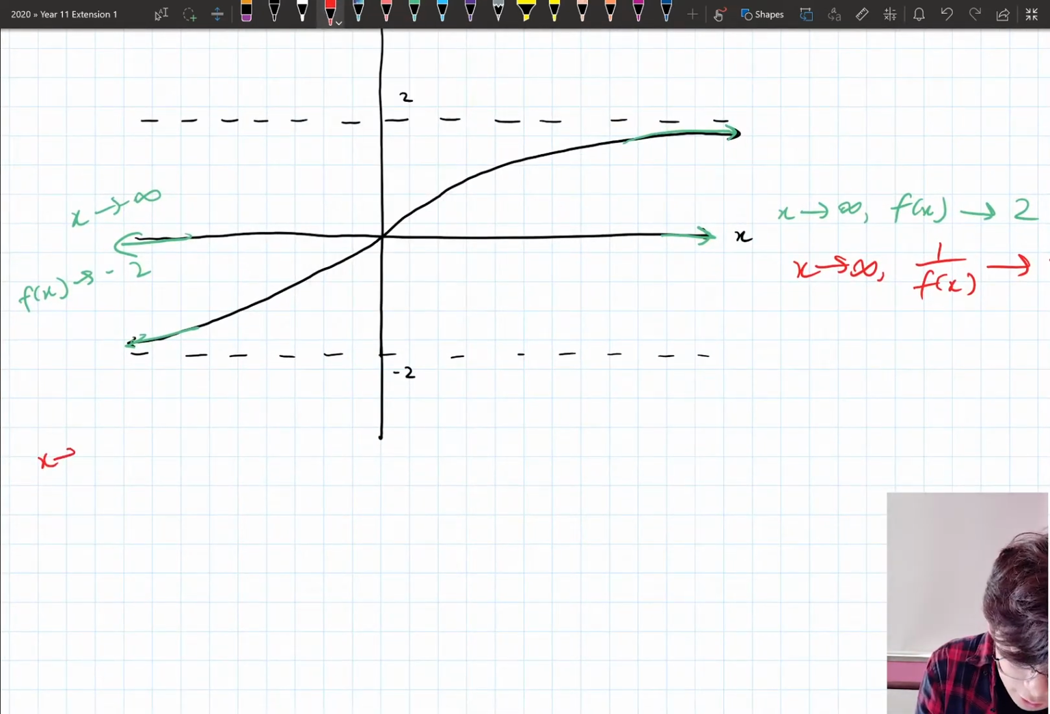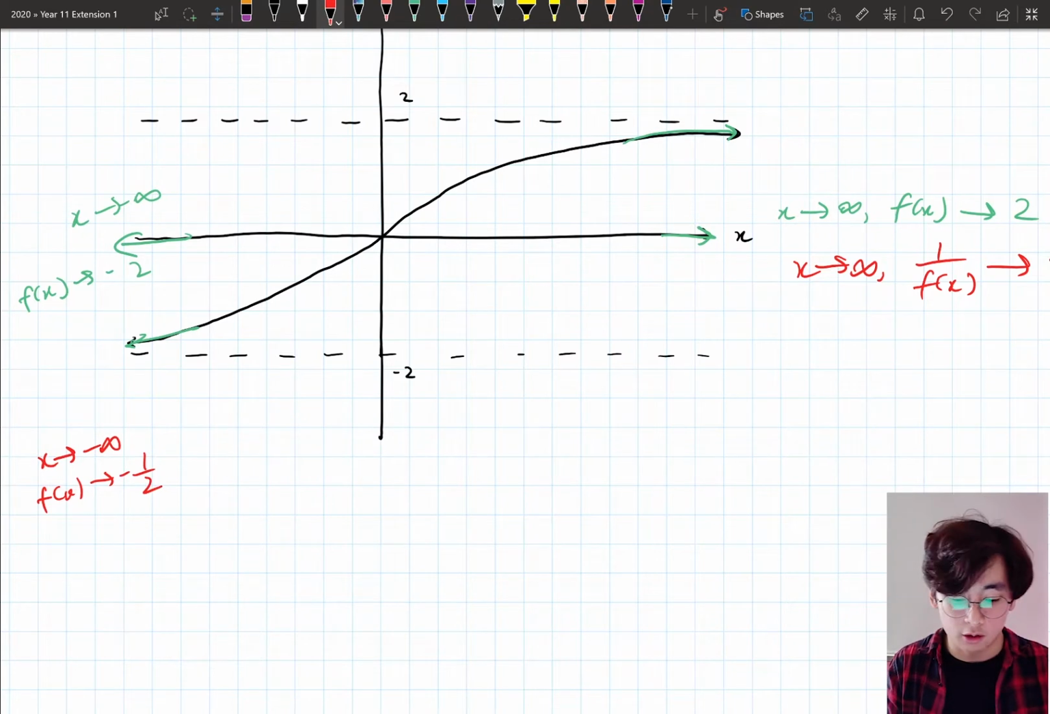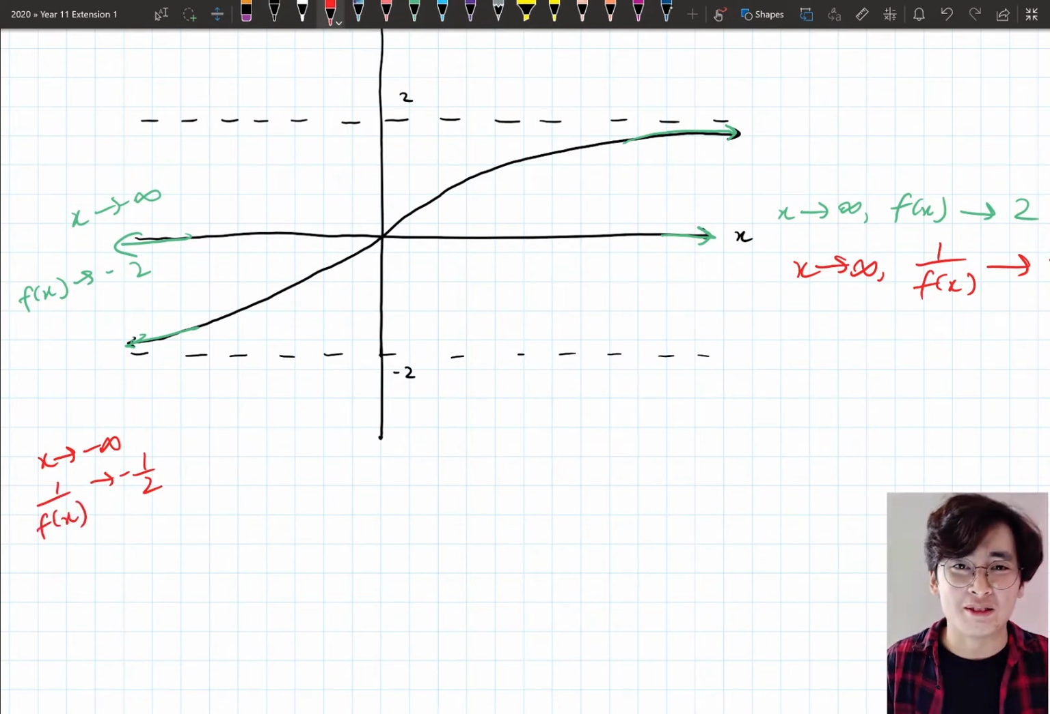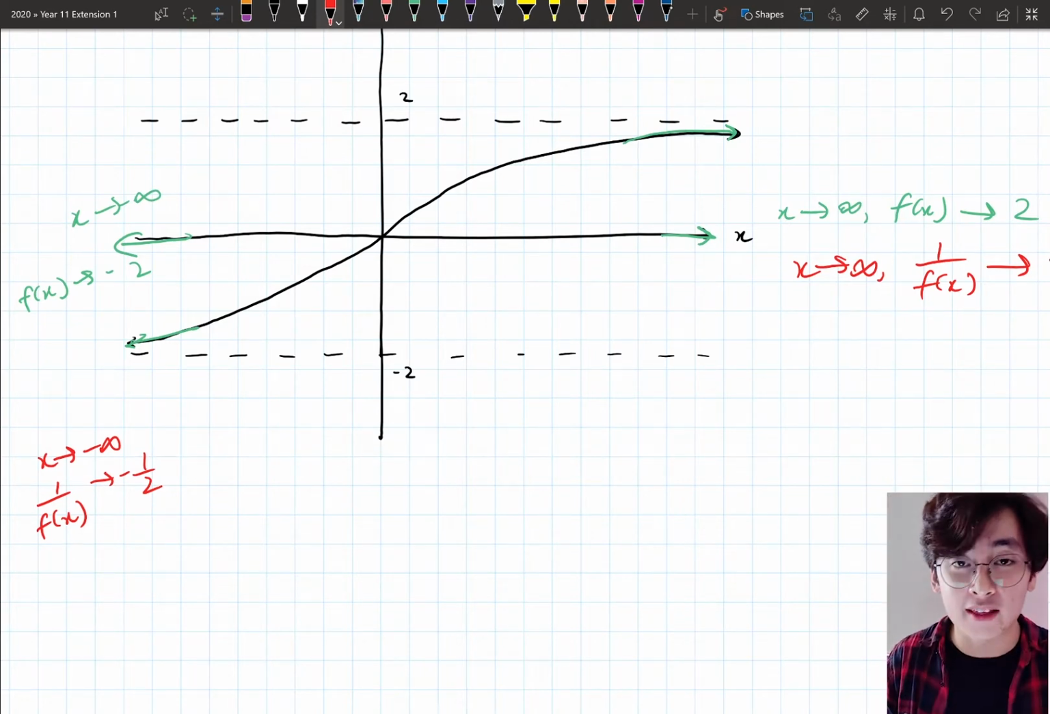for our new function, when x goes to negative infinity, 1 over f of x is going to go to not negative 2, but negative 1 over 2. Oh, hang on, 1 over f of x, I mean. Whoops. So many mistakes today. I'm so sorry, year 11. Okay. Other than that, we can still apply the same steps.